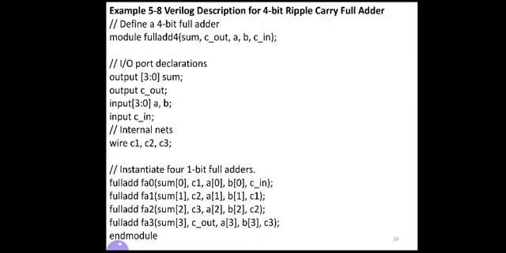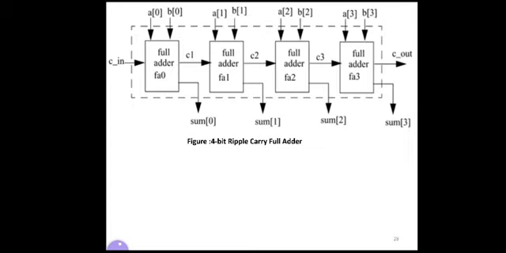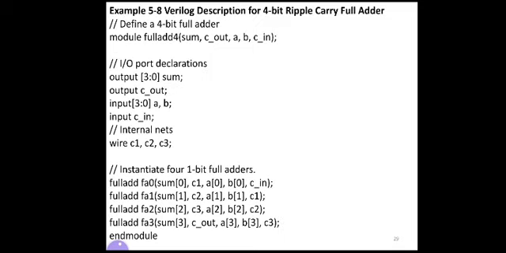Now the last block, FA3. For FA3, the outputs are Cout and sum of 3, and the inputs are A of 3, B of 3 and C3. So sum of 3, Cout, A of 3, B of 3 and C3, and end module. So this is how the instantiation of user defined primitives is done, using compulsory port instantiation names, instance names.